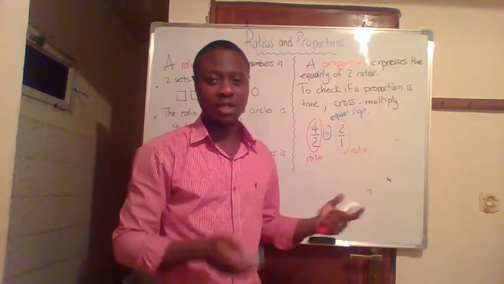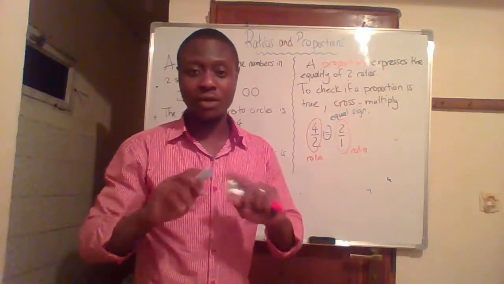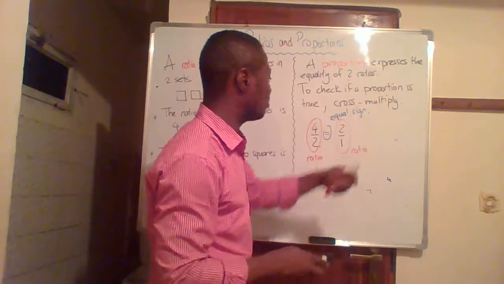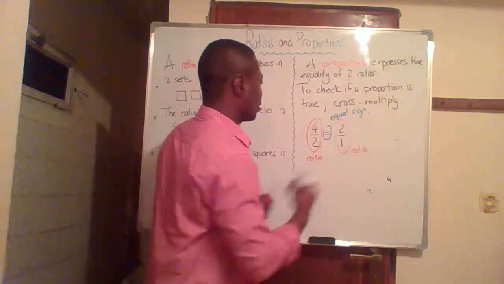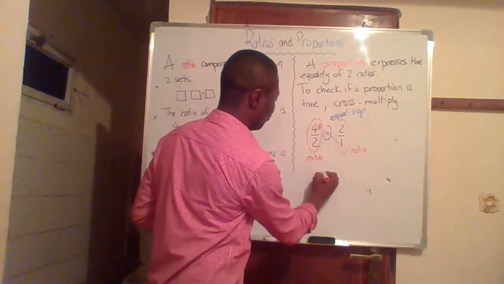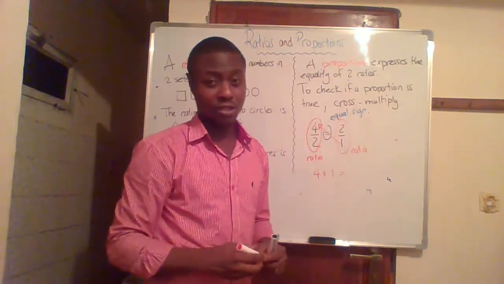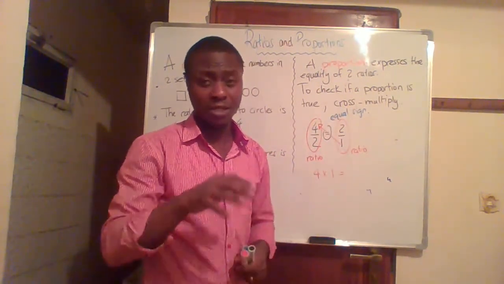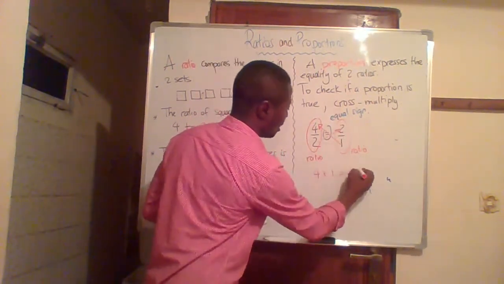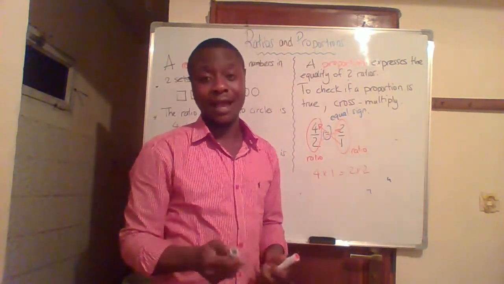So that's a proportion. Now, how do you prove if a proportion is really equal, or it's really correct, or it's proportional? All you need to do here is cross multiply. Remember cross multiplication? You multiply this bottom number times the top number there. So it's 4 times 1. And you keep the equal sign in the middle, because it belongs in the middle. And then you're going to multiply these two other numbers, 2 times 2. Let's see if we have the same number on either side of the equal sign.